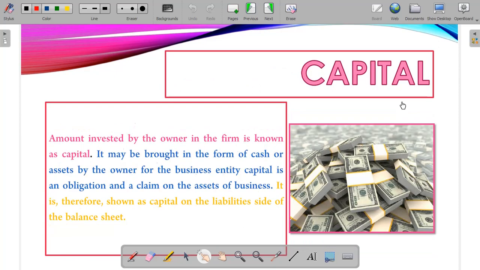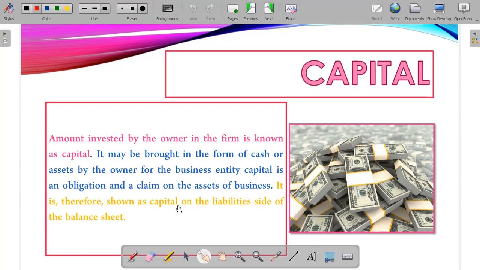The second term is capital. What is capital? As we all know, when we need to start a business, the basic thing that we need is the capital, the amount, the fund, the finance, right? So the amount invested by the owner in the firm is known as capital. One more thing is that capital can be in the form of cash or in the form of an asset brought by the owner for the business entity, right? It is not mandatory for the proprietor to introduce capital in the form of cash only, right?